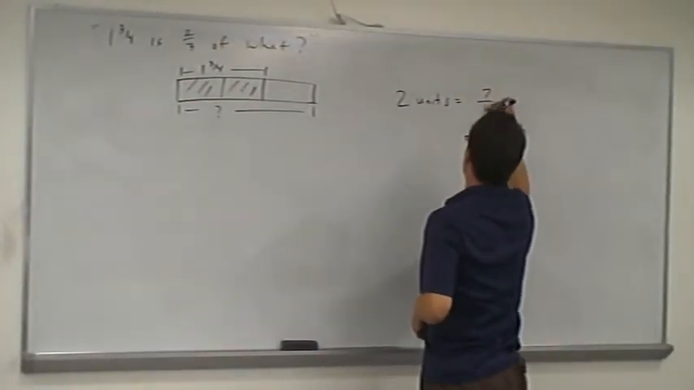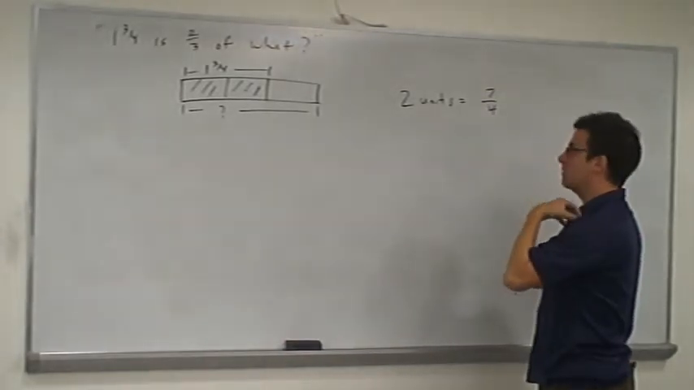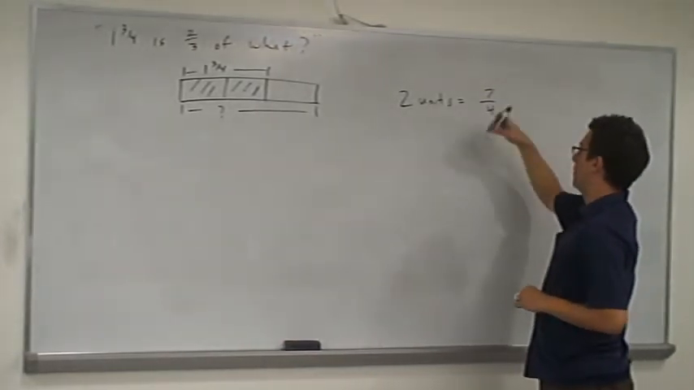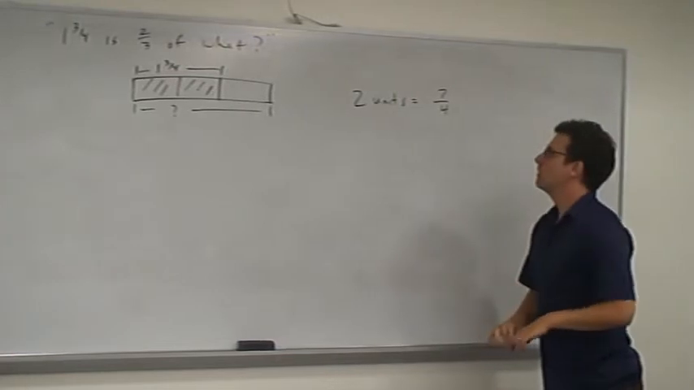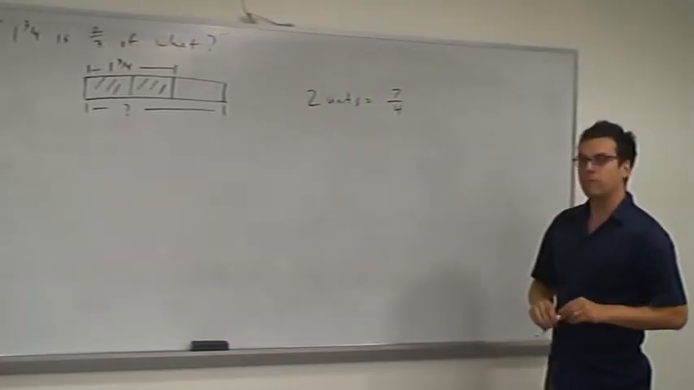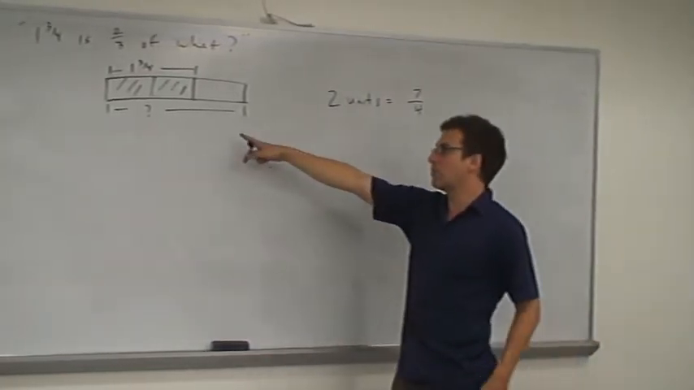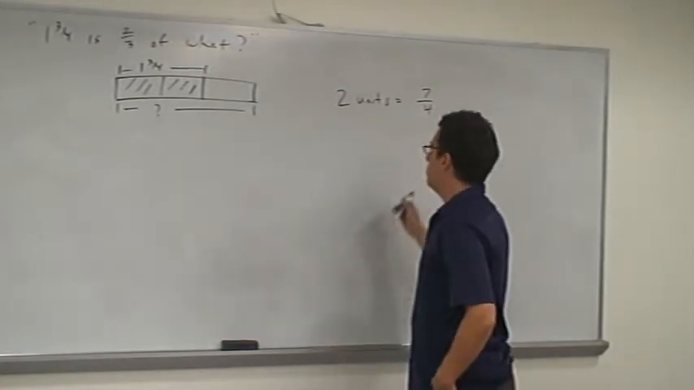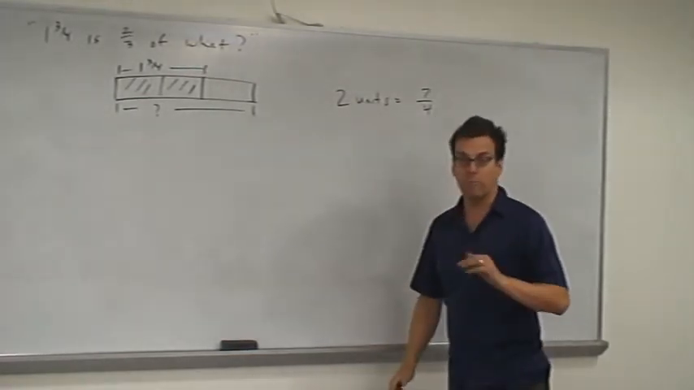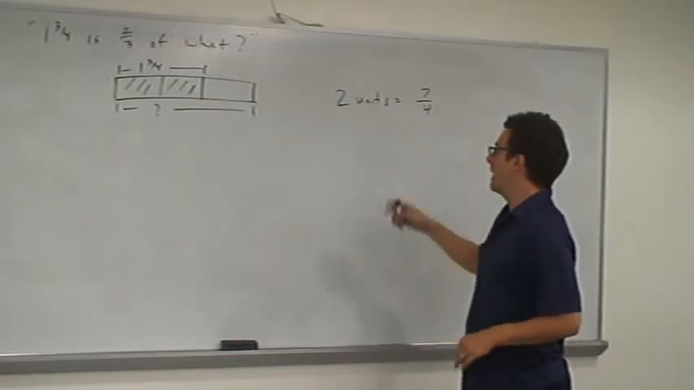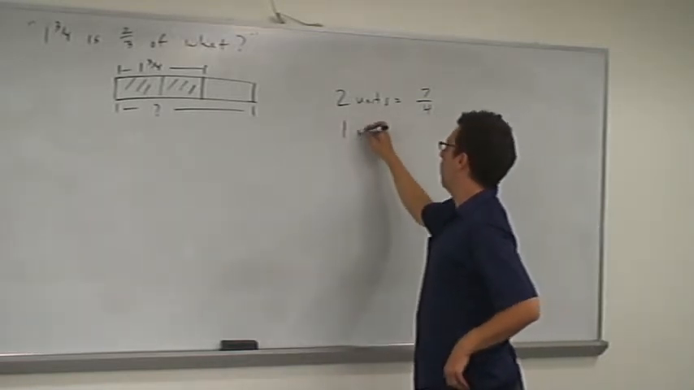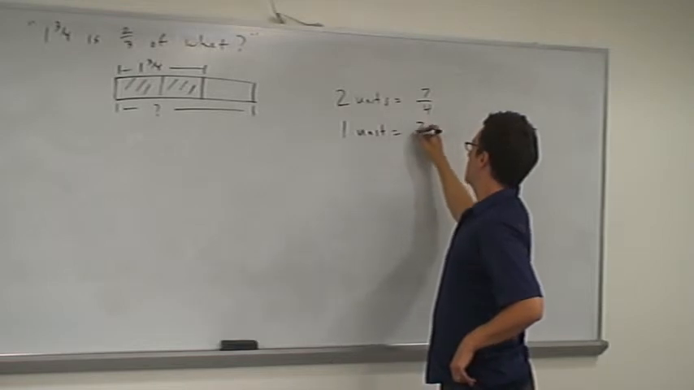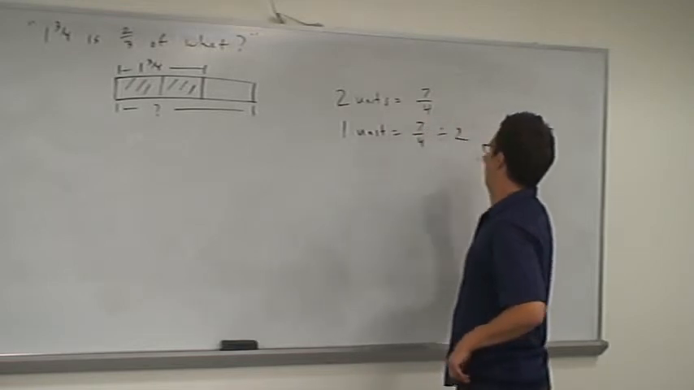And I'm going to convert 1 3/4 to 7/4. So if 2 units is 7/4, we need to figure out what 3 units is equal to, right? That's going to give us the answer to this question. So if 2 units is 7/4, we remember from partitive division way back when that 1 unit is equal to 7/4 divided by 2.